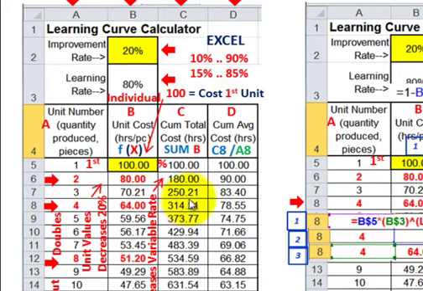And then our cumulative average time is just taking whatever cost you have, your cumulative total cost, whatever row you're looking at, and you divide it by the unit number or the quantity that you have. So for row 8, we'd have a cumulative total cost of 314, divided by 4 units in row 8, and you're going to come up with a cumulative average cost of 78.55. So it's just taking your cumulative total cost, in this case whatever row you're working with, and dividing it by the unit number or quantity of pieces. Okay, and so that's our 4 different columns.